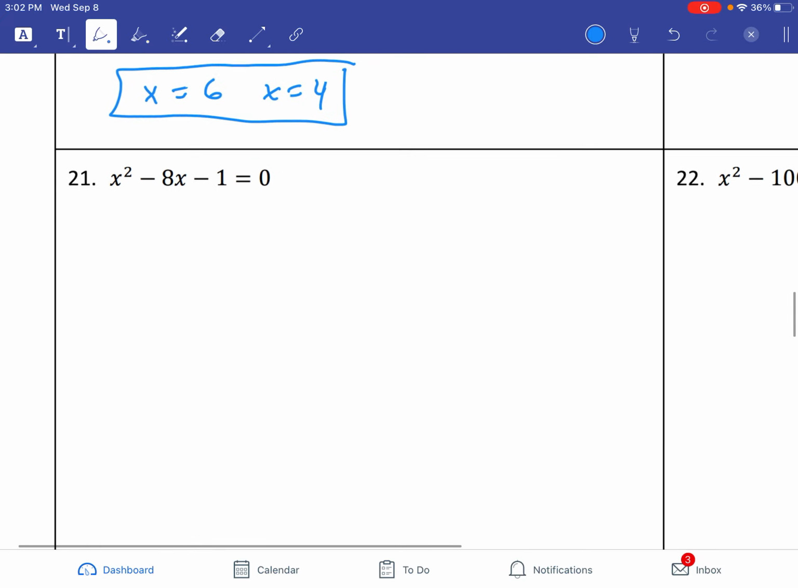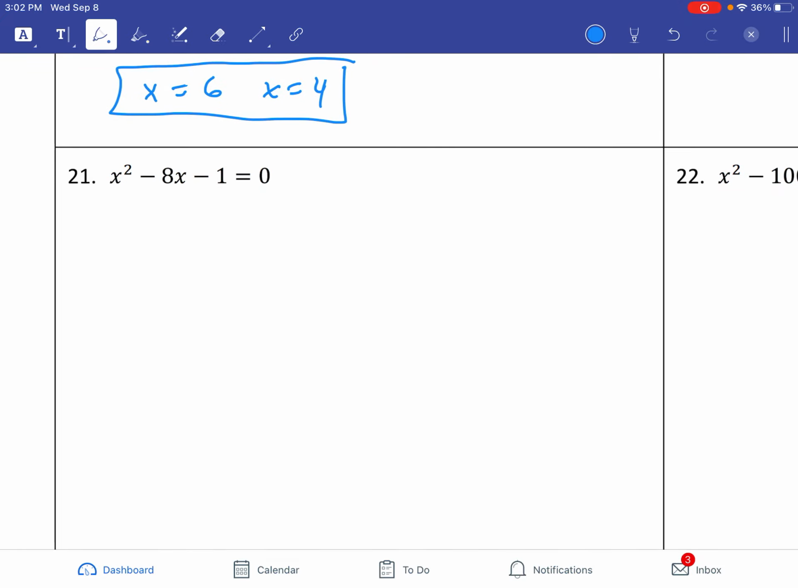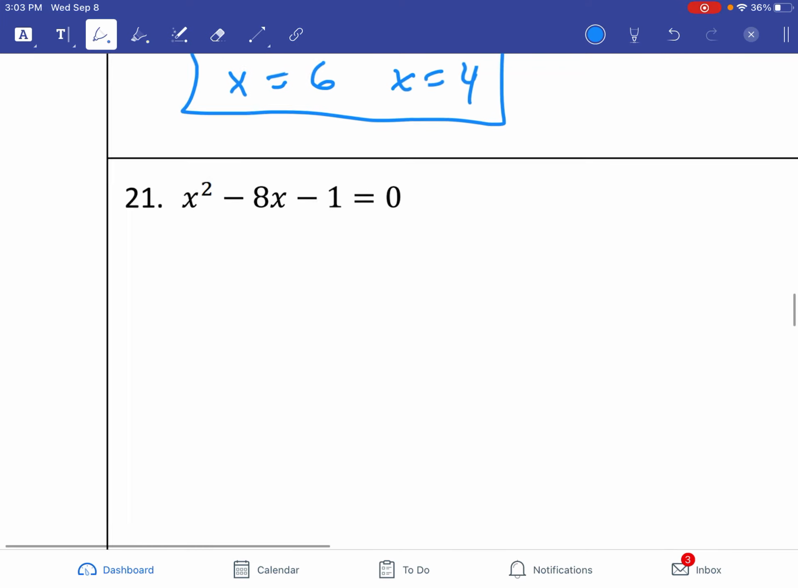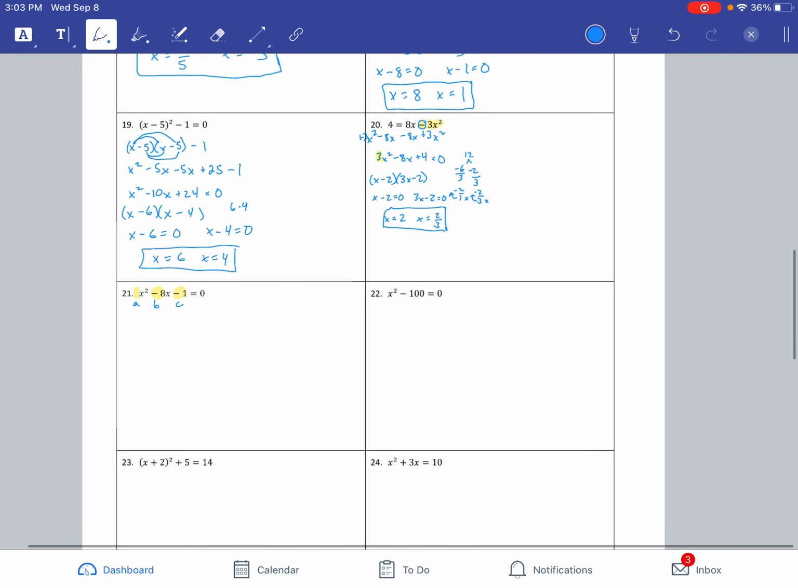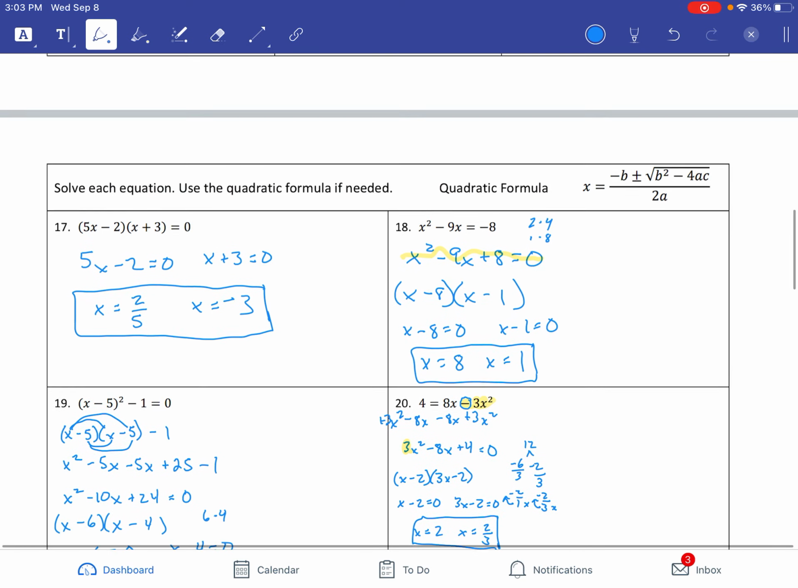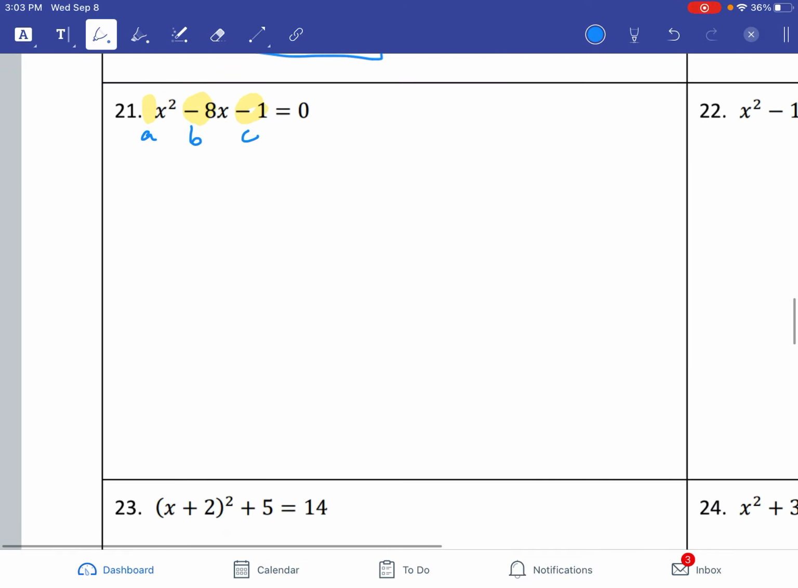Now in 21, this can't be factored. I know this because the two factors of 1 are 1 and 1, and 1 and 1 will not give you 8 anyway. So this I have to put in the quadratic formula. I do not have a choice. So the a value goes there, b is there, c is there. I'll write it out. So this is a, b, and c. Okay, now the quadratic formula was given to you, where is it? All the way up there in the top corner. It will be given to you on the test as well.